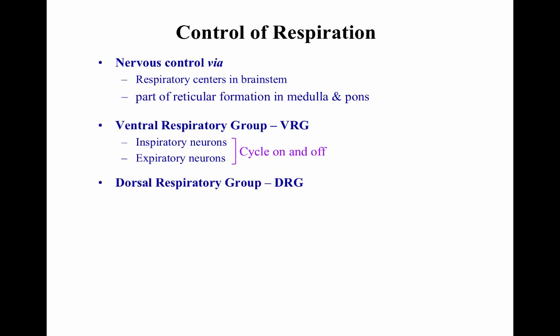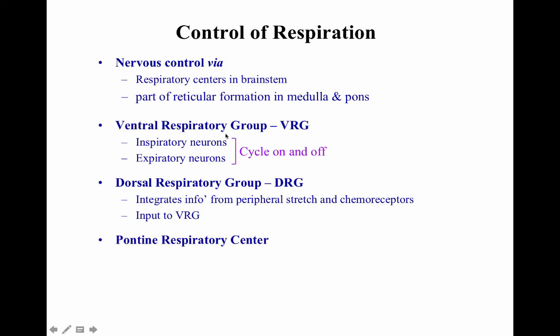We have a dorsal respiratory group, so dorsal just being posterior. We see that this integrates information from peripheral stretch and chemoreceptors. So as the lungs stretch, we're getting information from that. And then as we have chemoreceptors that are picking up acid levels or carbon dioxide levels, we're sensing that. And this will offer input into the VRG, the ventral respiratory group.